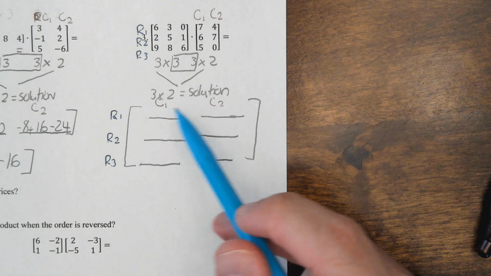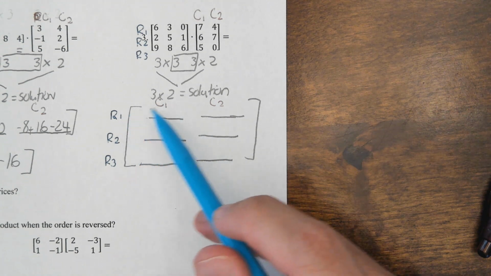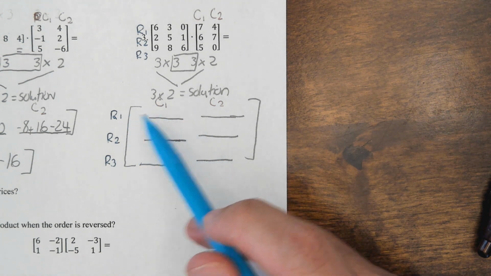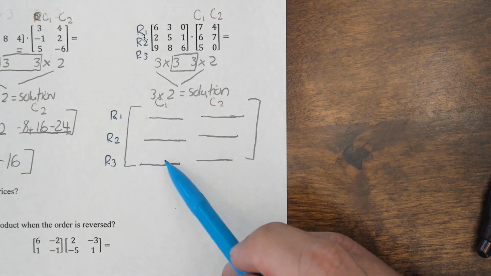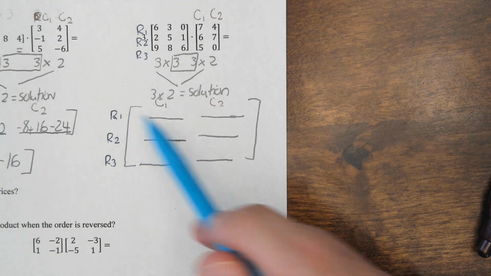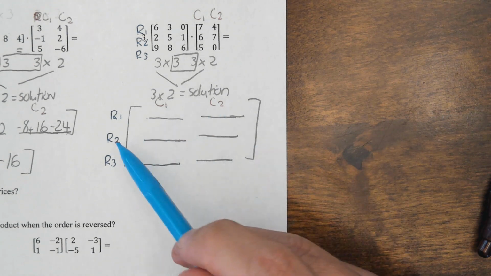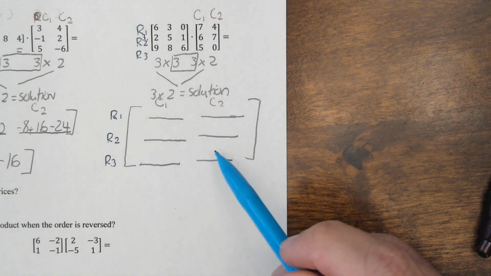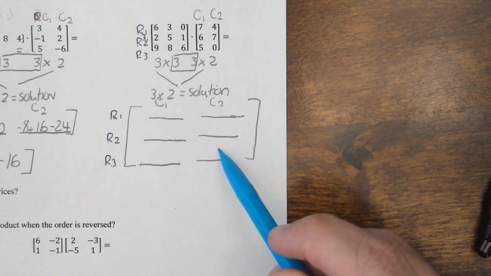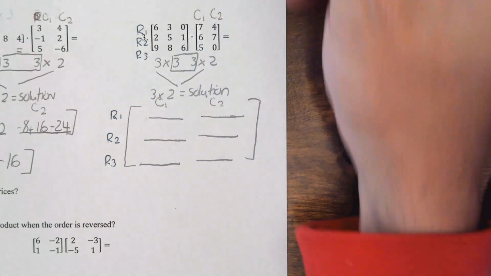So what that means then, guys, and this starts to get tricky, is that this first one right here is row 1 times column 1. Row 2 times column 1. Row 3 times column 1. Row 1 times column 2. Row 2 times column 2. Row 3 times column 2. Okay, so let's go ahead and do it. So row 1 times column 1.